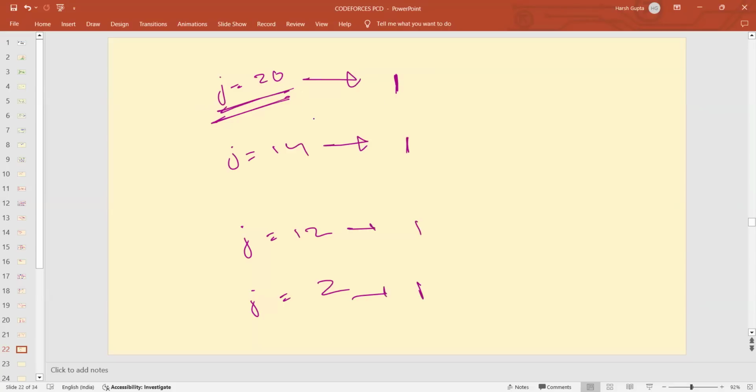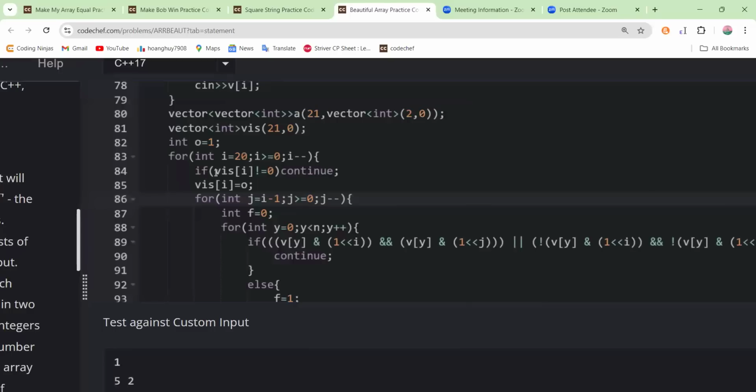So if I am done traversing for a particular configuration, then when I come to 14, do I need to traverse again? The answer is no, because already for this particular configuration, the numbers are assigned. That's not an issue, isn't it? So if visited of i is not equal to 0, that is, I have assigned some numbers, in that case I am simply continuing. Else, for this ith bit, I am assigning it a number. I simply initialize my number o with 1.